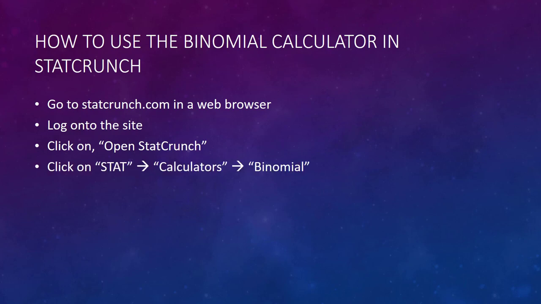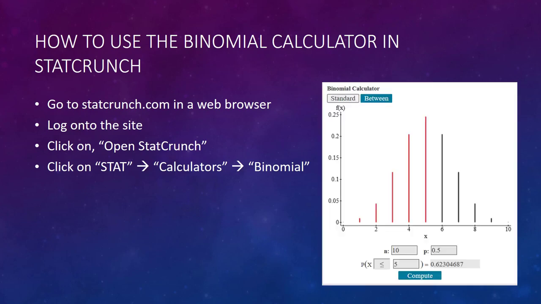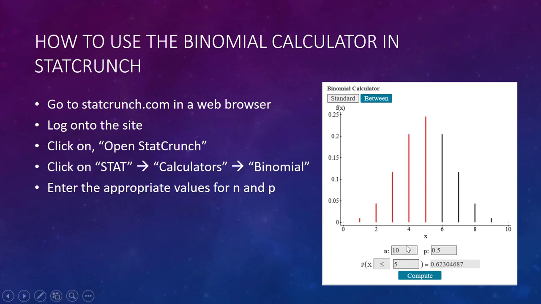Click on Stat, Calculators, Binomial. When you do, a screen that looks like this should appear. The first thing you need to do is enter appropriate values for n and p based on the values you found in your example. So here's n and here's p. Put your cursor there, delete the values that are there, and put in new values that are appropriate for your problem.